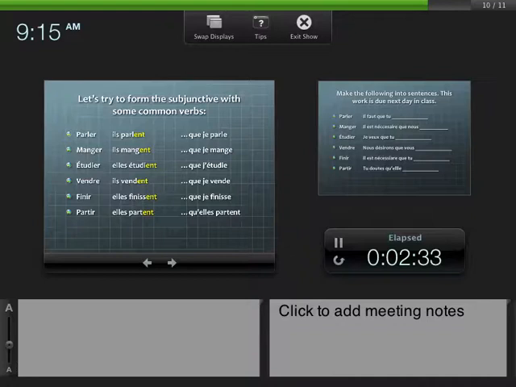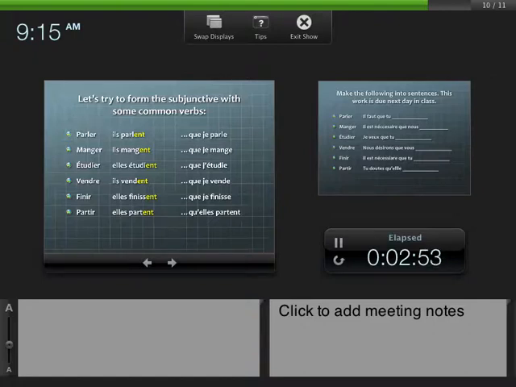Let's try to form the subjunctive with some common verbs. For example, parler. We have il parle. If we're using the subjunctive, we say que je parle. Now, what is this que thing? Que is the last part of the first clause that introduces the subjunctive.